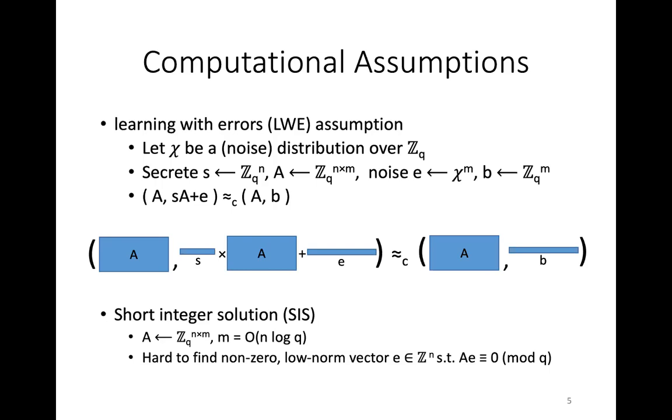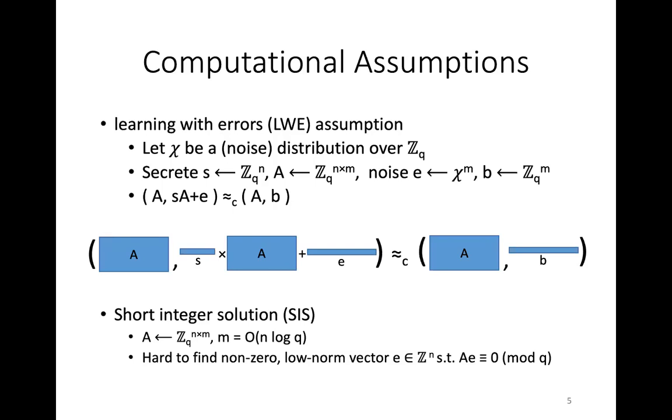The other distribution also consists of two parts. The left part is a random matrix A, and the right part is a random vector B sampled over Z_q. So computationally, those two distributions are indistinguishable.